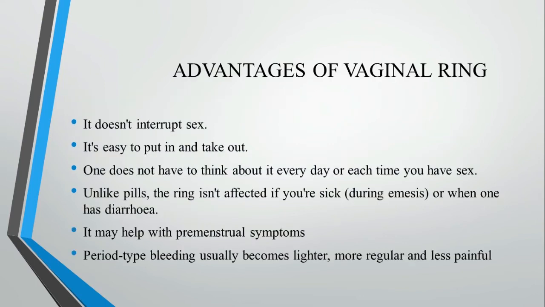Advantages of the vaginal ring include: it does not interrupt sex, and it is easy to put in and take out. One does not have to think about it every day or each time you want to have sex. Unlike the pill, the ring isn't affected if you are sick or have diarrhea. It may help with premenstrual symptoms, and period bleeding usually becomes lighter, more regular, and less painful.